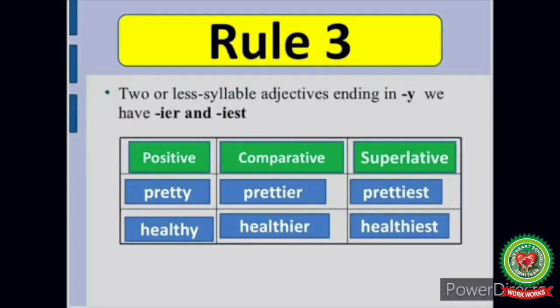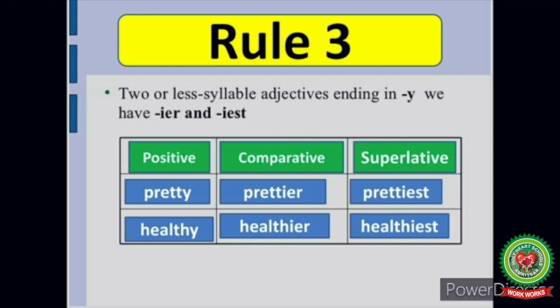Now let's study the next rule. The rule says for two or less syllable adjectives ending in Y, we have IER and IEST in their comparative and superlative forms. For example, pretty, it is the positive form. In its comparative degree, we will remove Y and add IER and it will become prettier. In its superlative form, we will remove Y and add IEST and it will become prettiest.